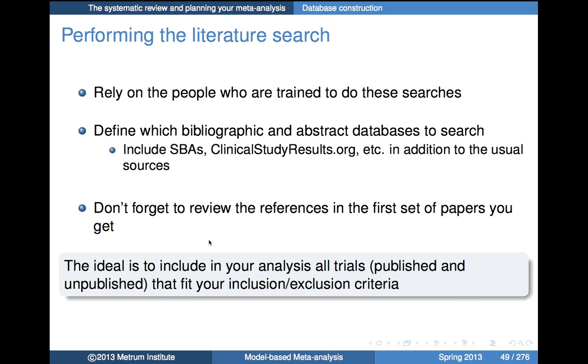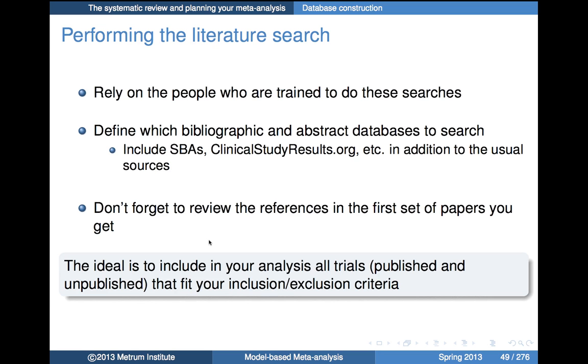So let's now drill down into each of these little elements in terms of the other steps of the 5-step process. In terms of performing the literature search, once you've defined the inclusion-exclusion criteria for your studies of interest, the important thing is to really rely on people who are trained to do these searches. There are lots of tools to do them, but in order to make sure we're casting the widest net possible and capturing all of the studies that meet those inclusion-exclusion criteria, we're going to be most successful when we rely on people who are trained to do that.